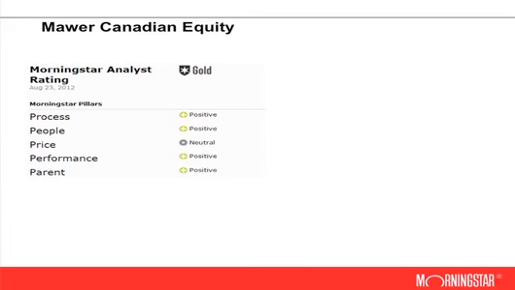When making investment decisions, we always encourage investors not to look at each one of these tools, star rating, analyst rating, or stewardship grade, in isolation, but they should be used together to make whatever investment choices investors are looking to make.